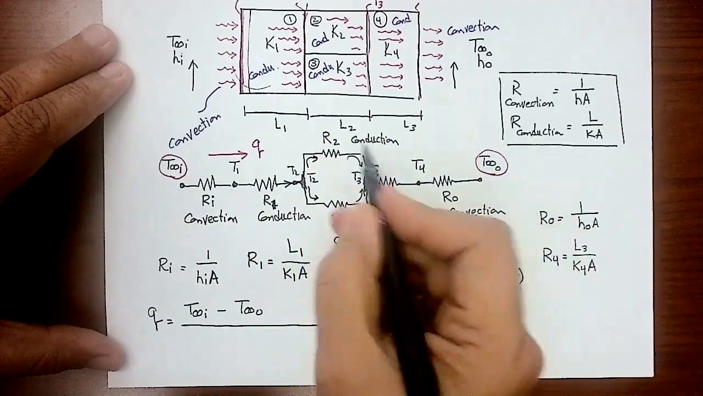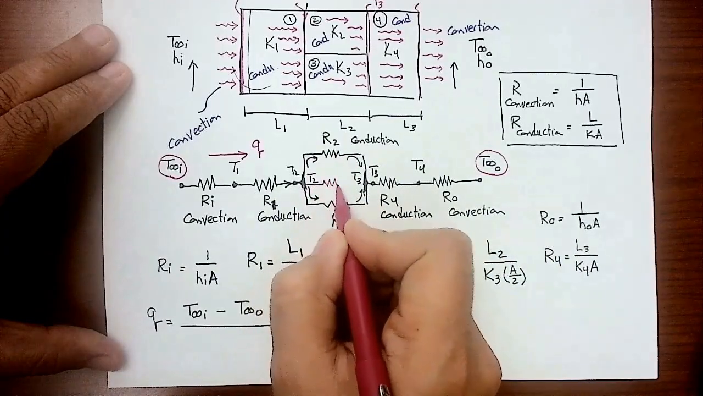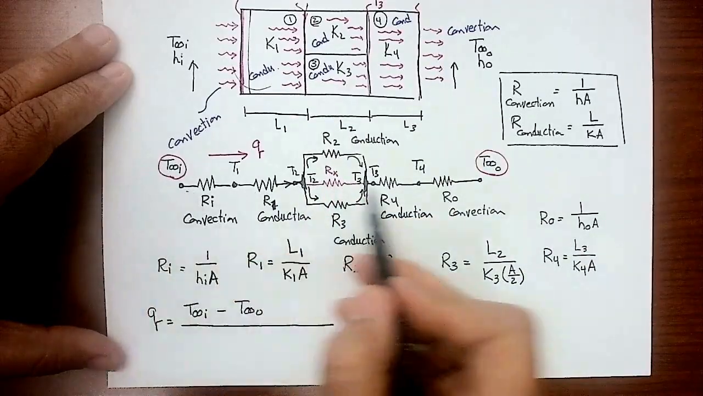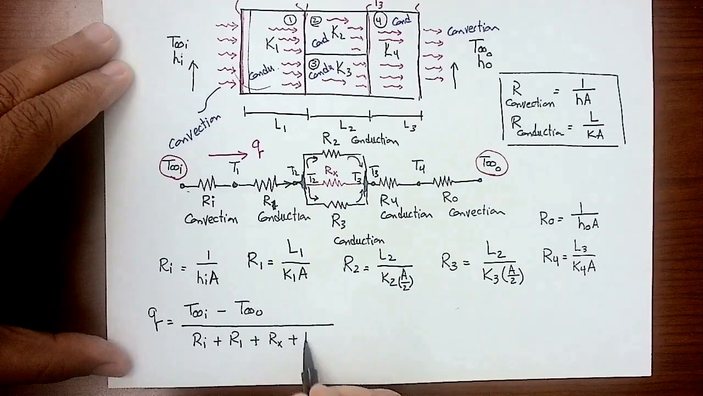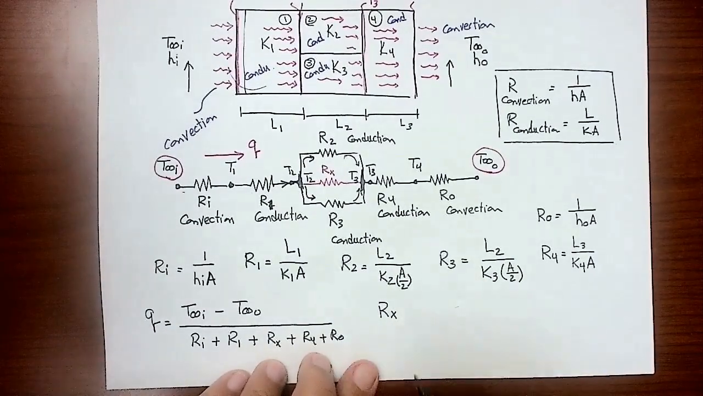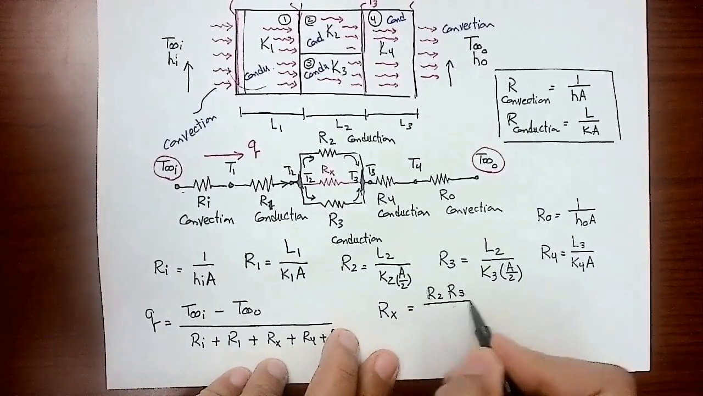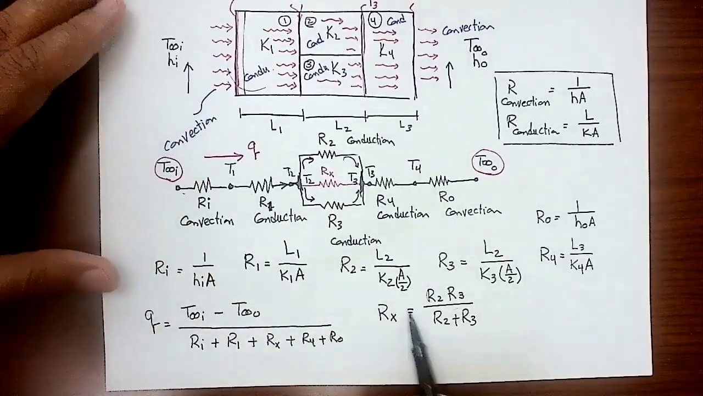These are parallel. You have to get the equivalent of this. So I have to remove these 2 and just have an equivalent resistance here. I'm going to call that Rx, where I can add all of these resistances together. So this should be Ri plus R1 plus Rx plus R4 plus R out. Where is Rx? How to get the equivalent of 2 parallel resistances? It's the multiplication over the summation. So now I can calculate Rx and go back here.